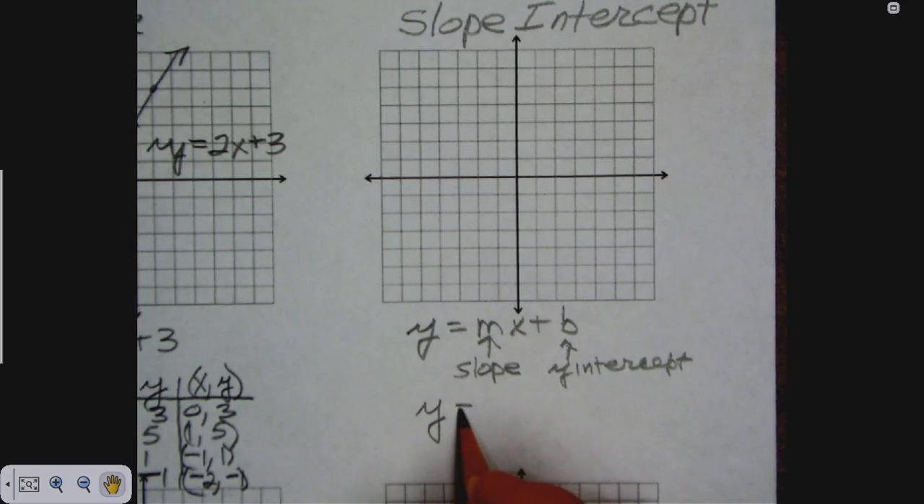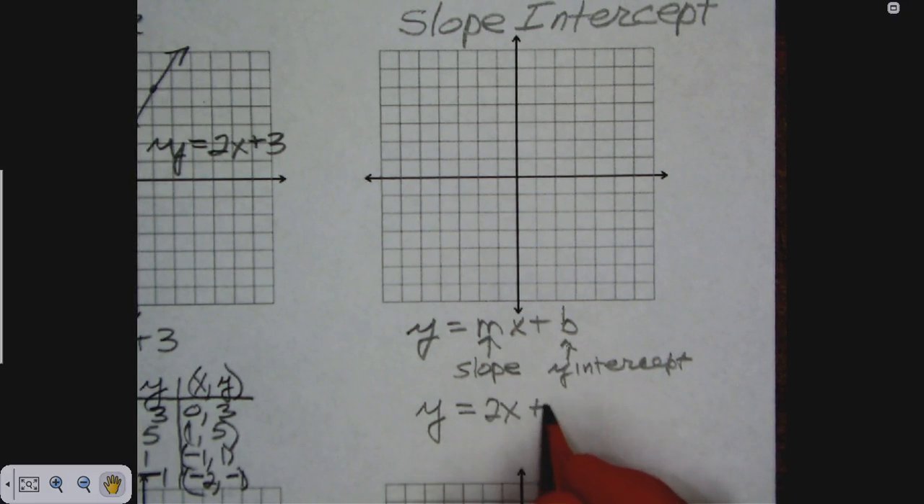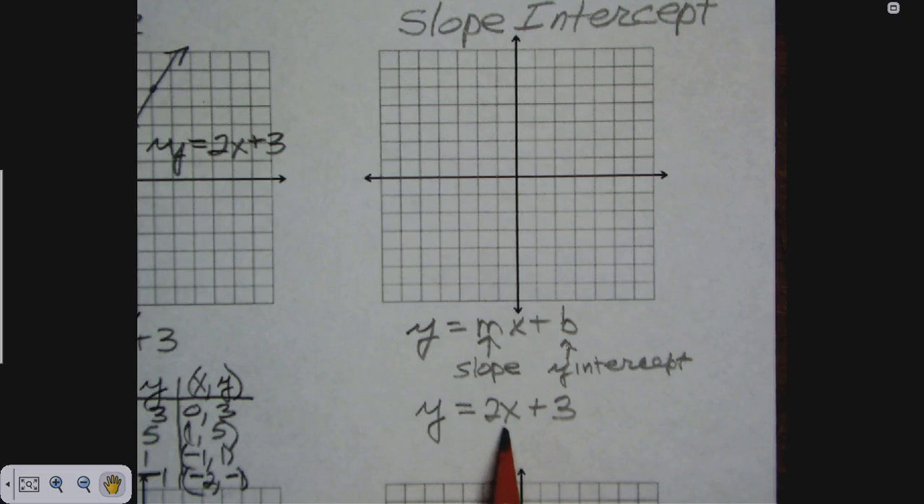I won't talk about that again here in any detail, but I'm going to use the same equation that we used for the table. So y is equal to 2x plus 3. And so I have this, y is equal to 2x plus 3. And what I'm going to do is I know this is the slope, this is the y-intercept.